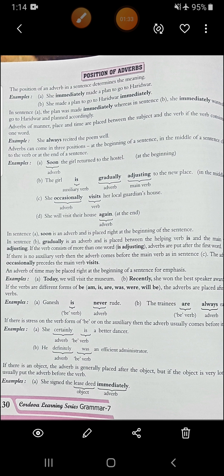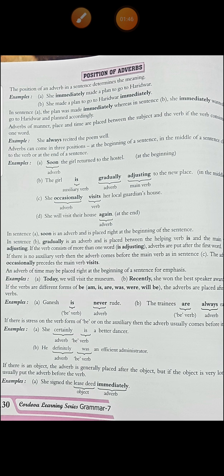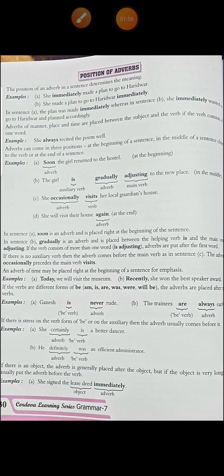So in the first one, immediately is used to show that the plan was made immediately, and in the second one she wants to go to Haridwar immediately, and for that she has made a plan accordingly. So now you can understand the position of adverb determines the meaning. In the first one we have used immediately after she, and in the second sentence we have used it after Haridwar, and you can see only by changing the position of adverbs the sentence's meaning has been changed.